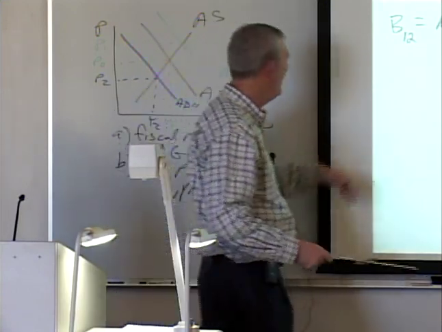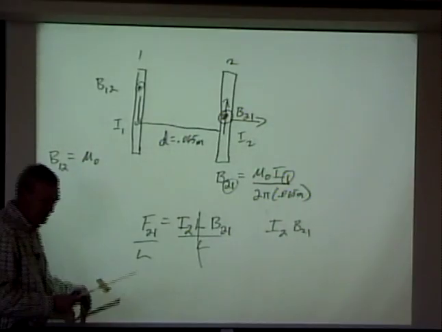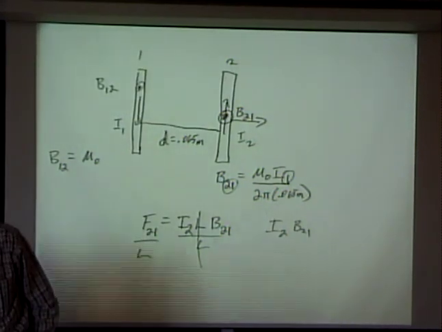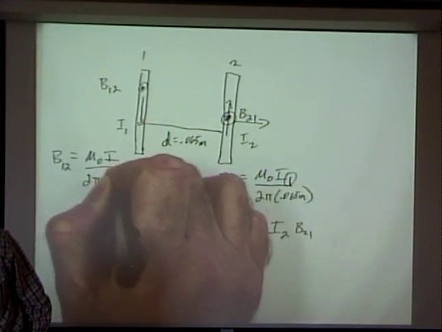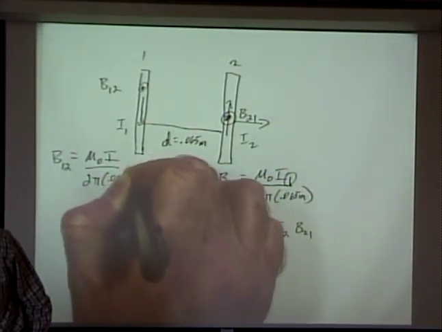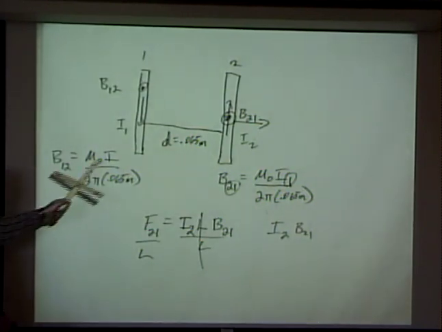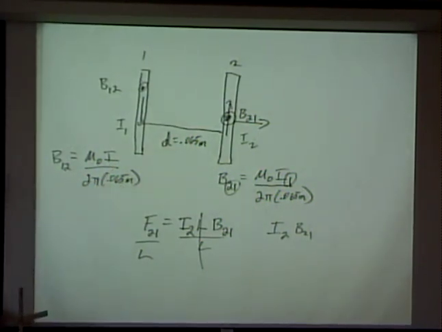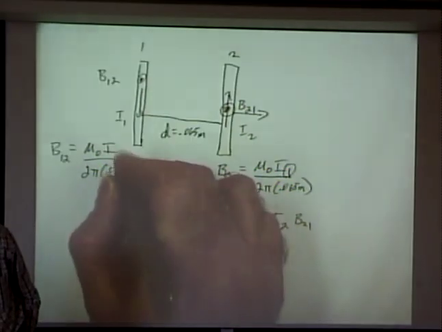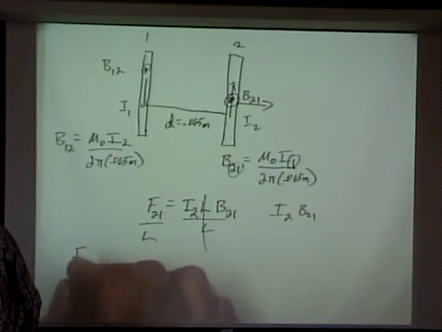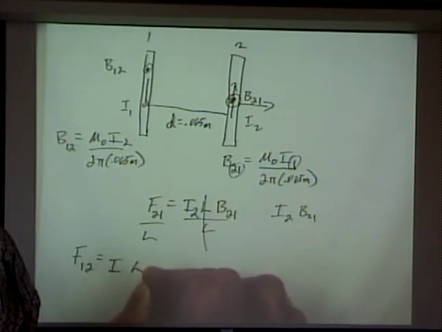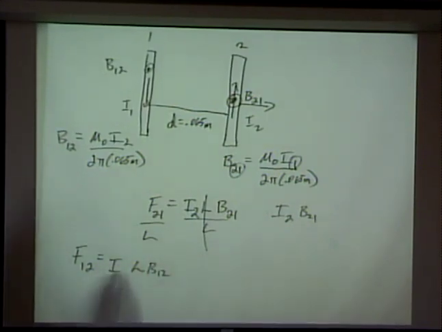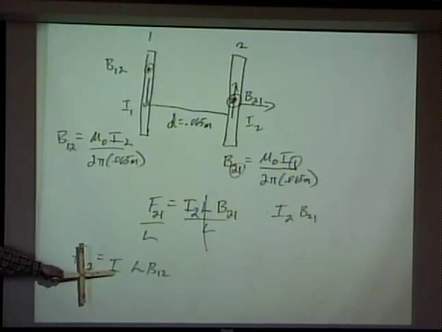That's how generators work. Okay, so we got B1 equals mu naught times some I over 2 pi times 0.065 meters. Which I is causing this B field? I1 or I2? I2. But when I actually go to find the force on 1 caused by 2, I'm going to put in I times L times B, 1 of 2. But which I is this now? I1, the force that he feels.